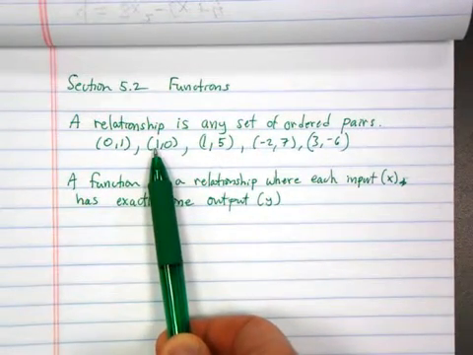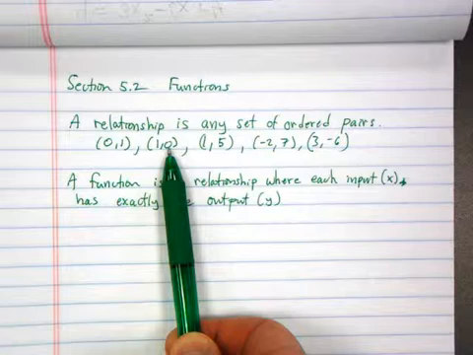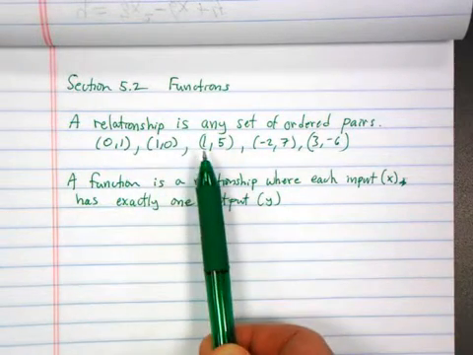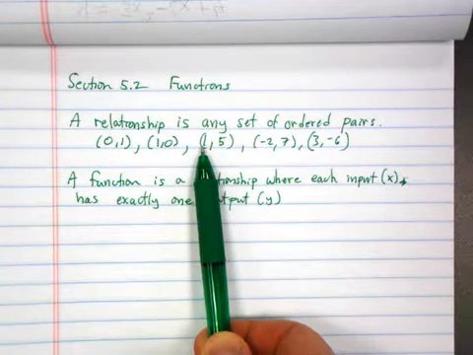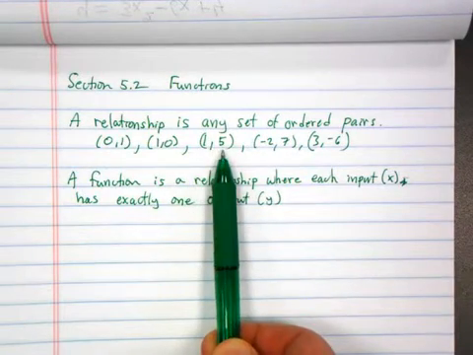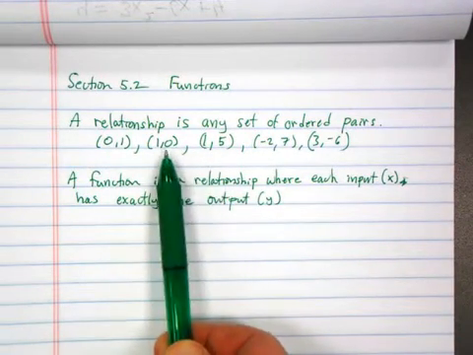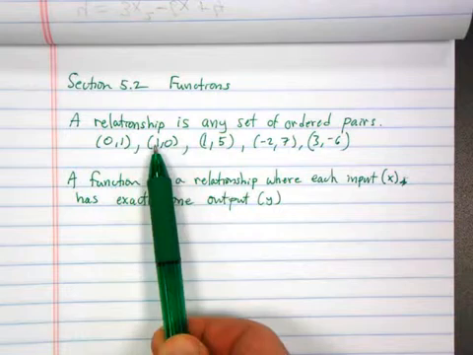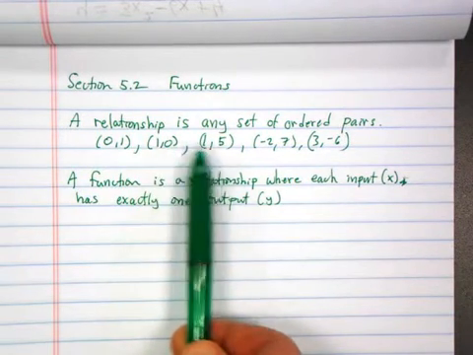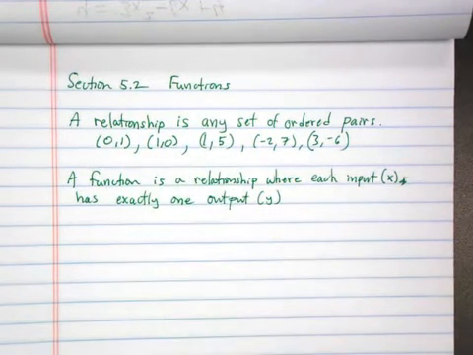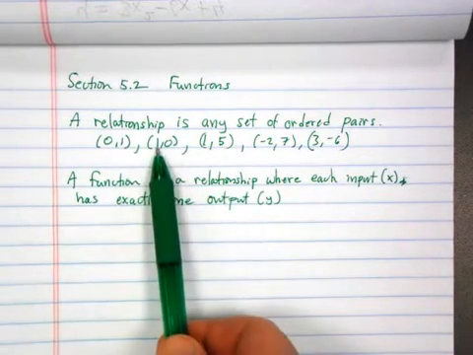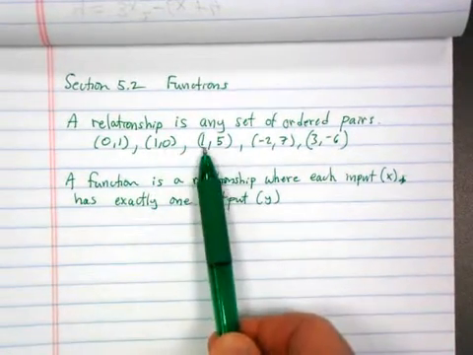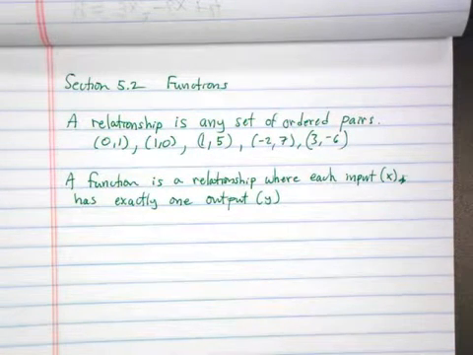If X is 1, Y could be 0. Or, over here it says if X is 1, Y could be 5. So the input 1 does not have exactly one output. It has two outputs. When X is 1, Y could be two different numbers. 1 has two outputs. So is this a function? No, this is not a function.